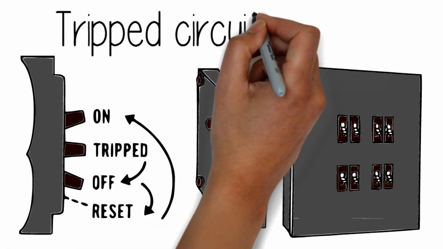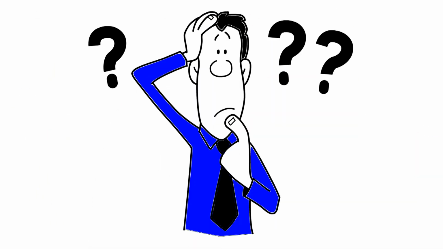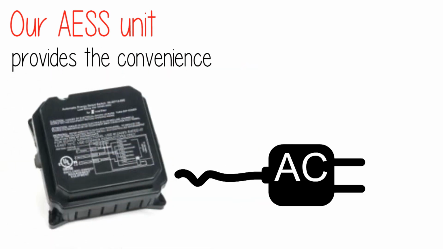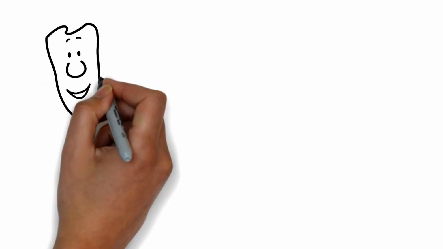Tripped circuit breaker again? What a pain, right? Intellitec introduces you to the Automatic Energy Select Switch. How does it work? Our AESS unit provides the convenience of switching AC power between two appliances without adding another circuit breaker. Let me explain further.